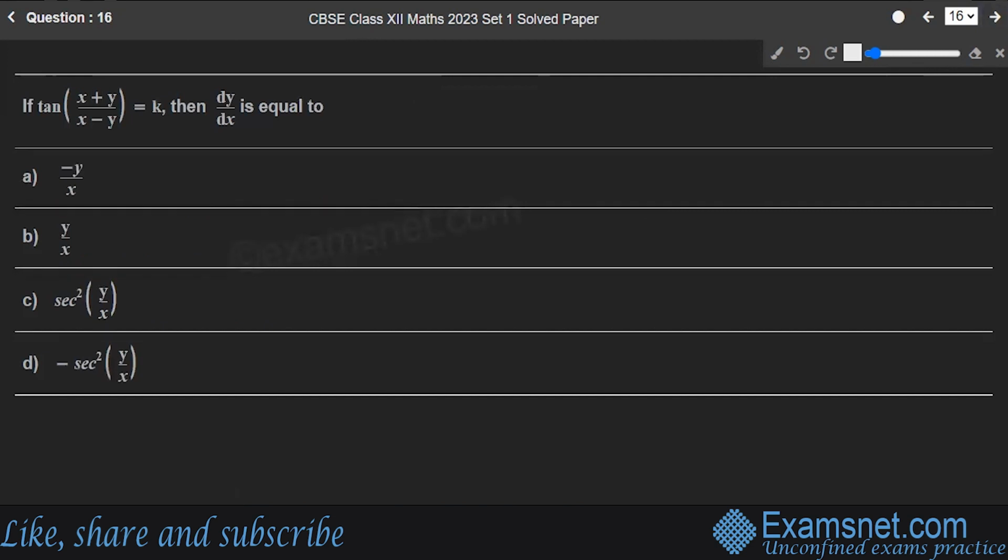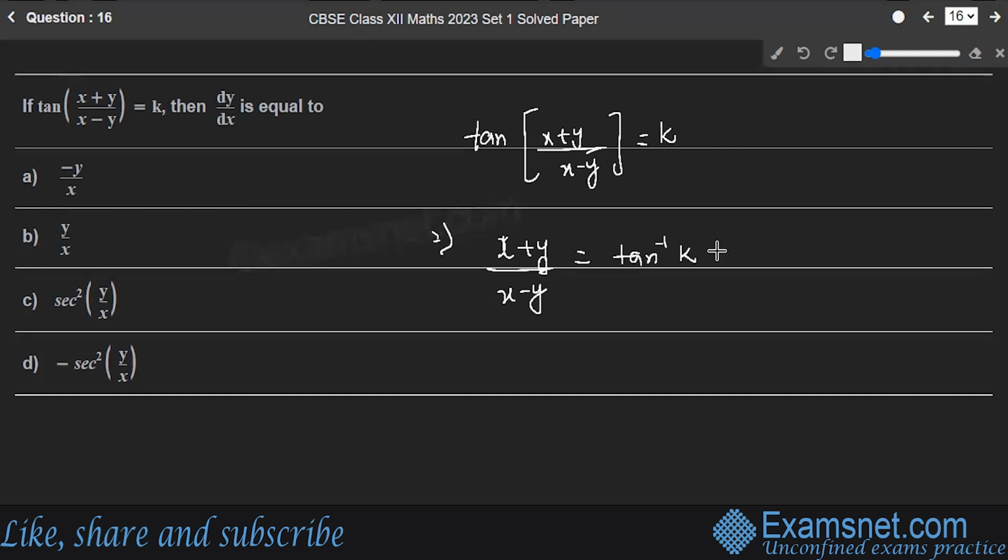Tangent of (x plus y) upon (x minus y) is equal to k. Then dy by dx is equal to? You are given that tangent of (x plus y upon x minus y) is equal to k. So x plus y upon x minus y is equal to tangent inverse of k.